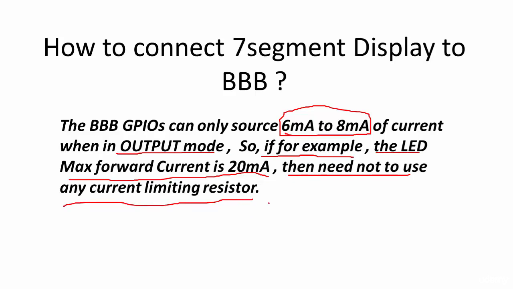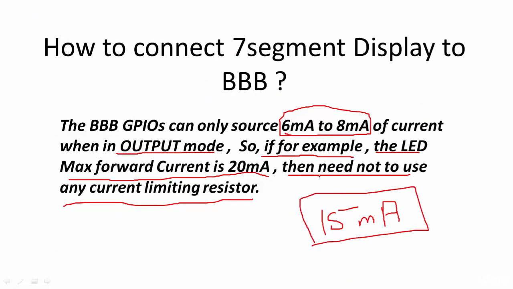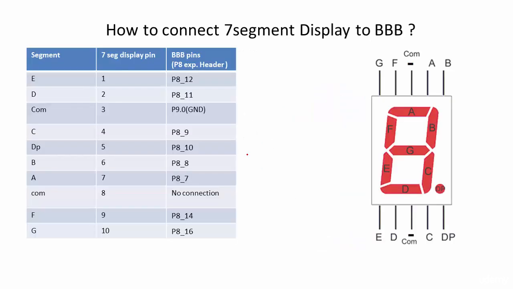The LEDs will have a forward current in the range of 15 milliamps. But the BBB GPIO sources only 6 to 8 milliamps, so it is far less than the maximum rating, right? So then you can skip connecting the current limiting resistor. In most cases when you use different hardware, you may not know this value. In that case, skipping the current limiting resistor will be dangerous. But in this case I will skip the current limiting resistor. Now let's move forward.